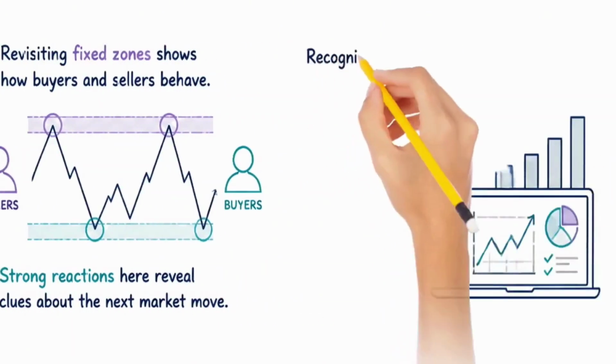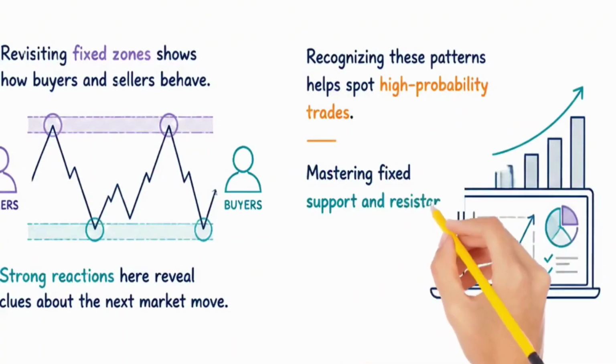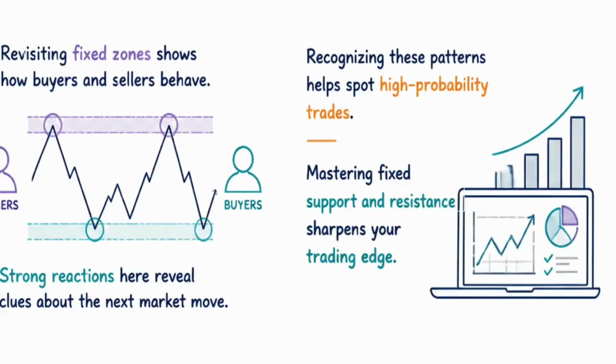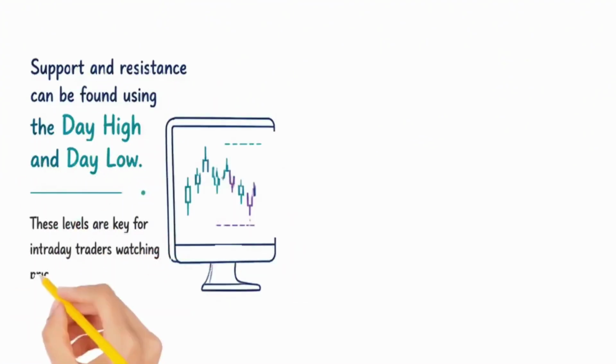Recognizing these patterns helps spot high-probability trades. Mastering fixed support and resistance sharpens your trading edge. Support and resistance can be found using the day high and day low. These levels are key for intraday traders watching price action closely.